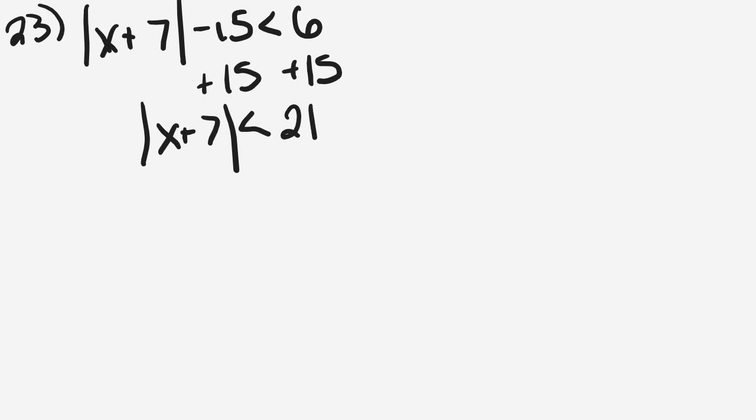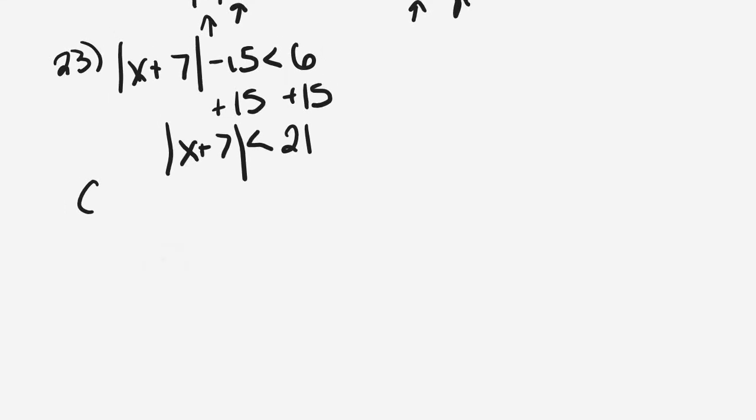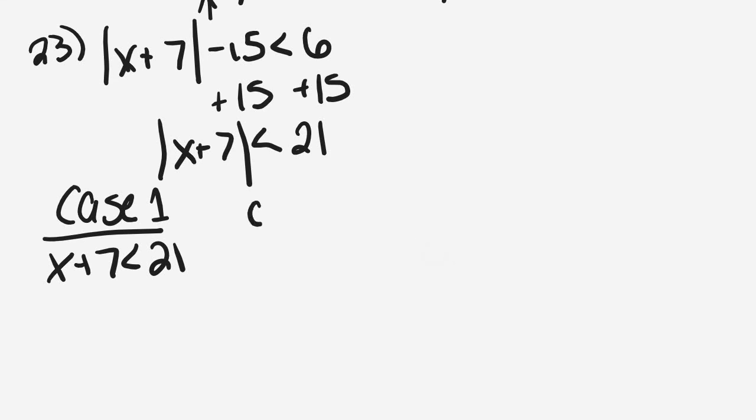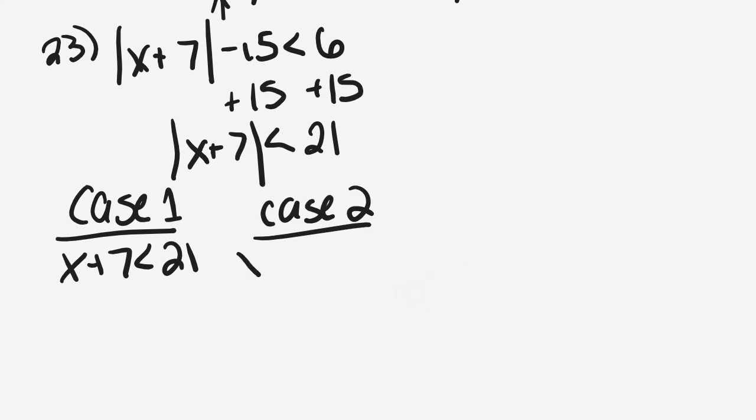All right, now we are ready to do our two cases. So we have case 1. That's going to be the positive version where nothing changes. And then case 2 is the negative version. So we have x plus 7, negative 21. And since that 21 is now negative, we flip the alligator.